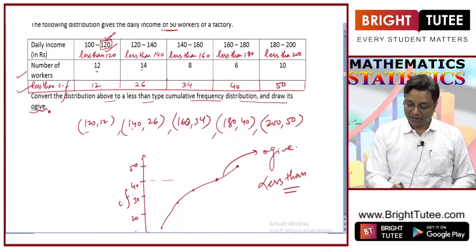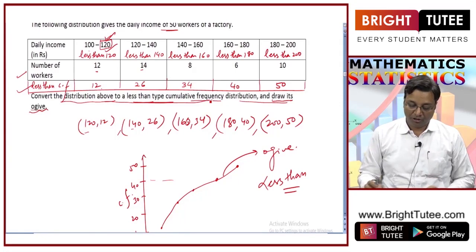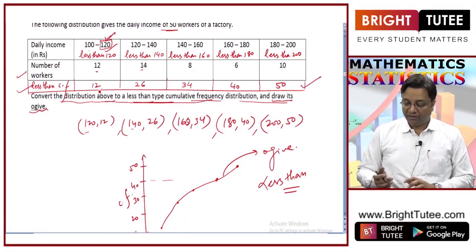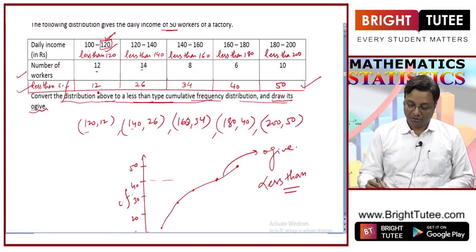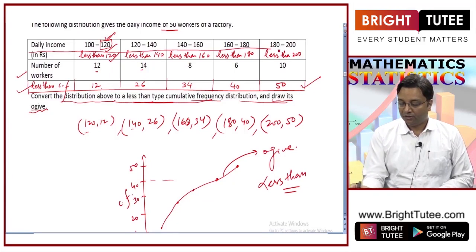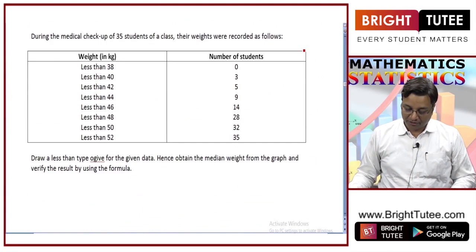In this question, we just had to draw its ogive, and we had to convert the distribution to a less than type of cumulative frequency distribution. So, here by writing less than cumulative frequencies, I converted it to that distribution, required distribution. Okay. Here, just to save the space and time, I wrote these here itself, less than 120 and all. You can make a separate column for this, right. All right. Let us move to the next question.